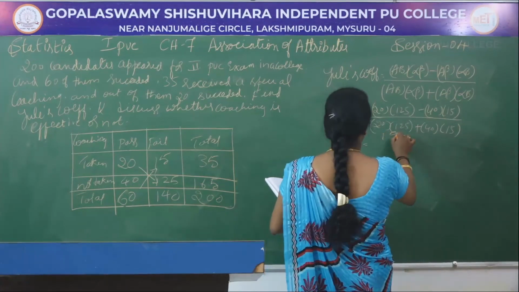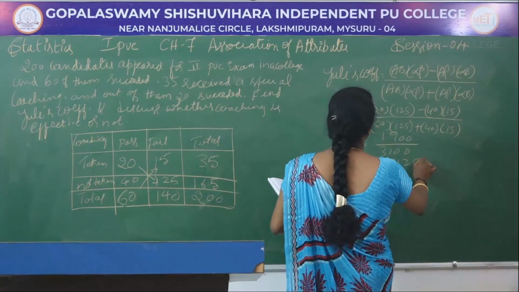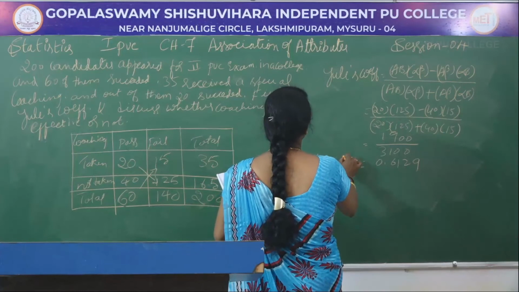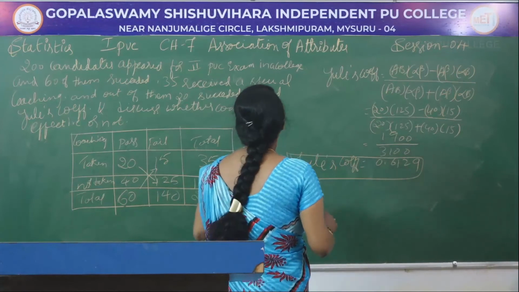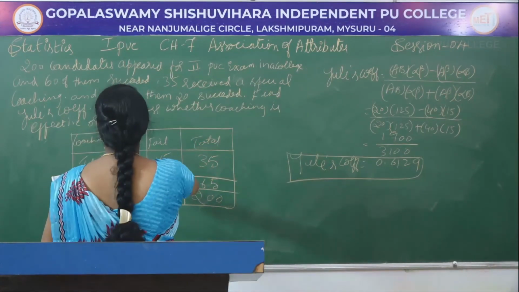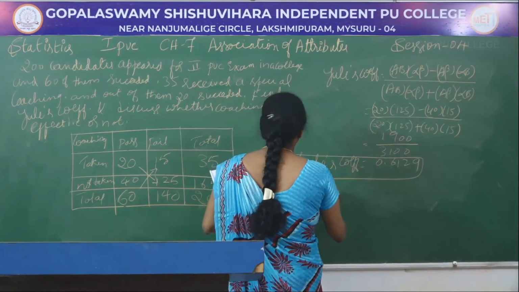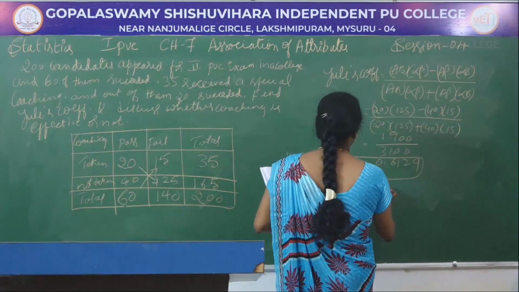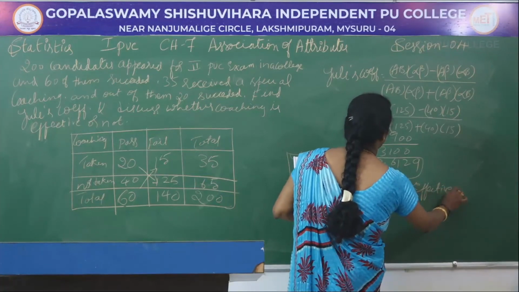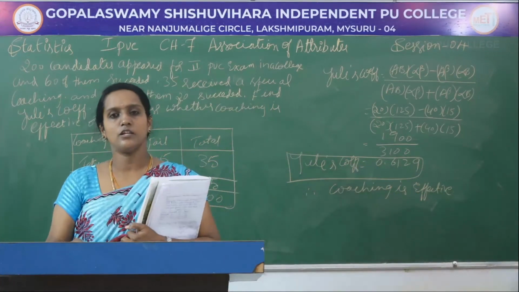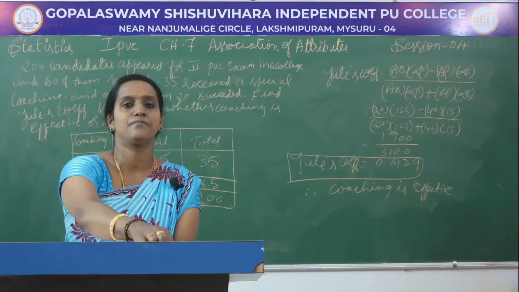This is 1900 divided by 3100. This is 0.6129. This is our Yule's coefficient. For this we have to discuss whether coaching is effective or not. Yes, here we got the positive value. Therefore coaching is effective. Therefore coaching classes will be effective to pass the examination. Next one.